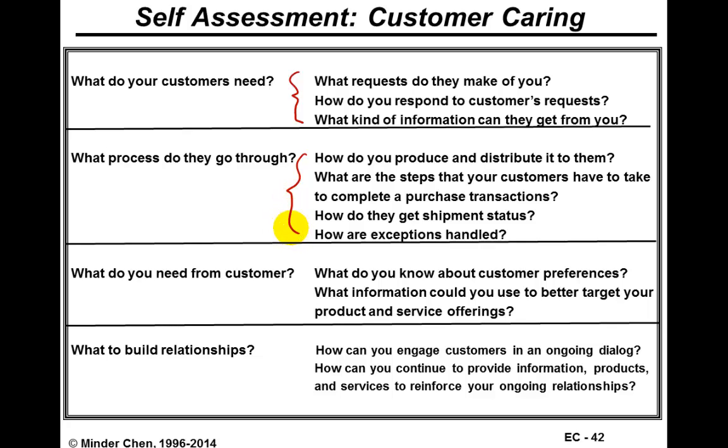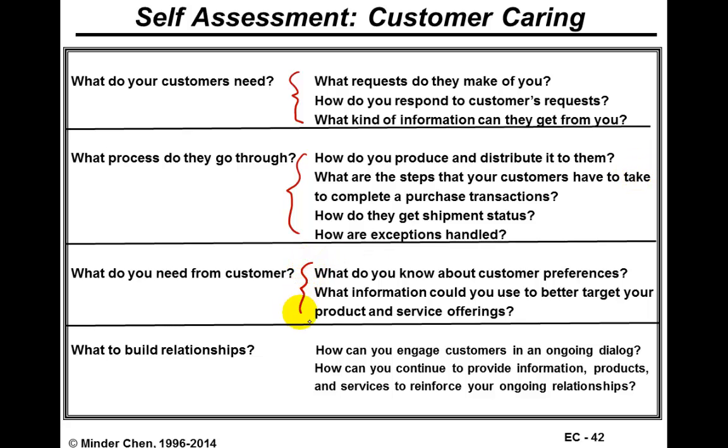has to go through in order to purchase something or to review your product or services. So there's a number of questions that you can ask yourself in order to address this process issue.